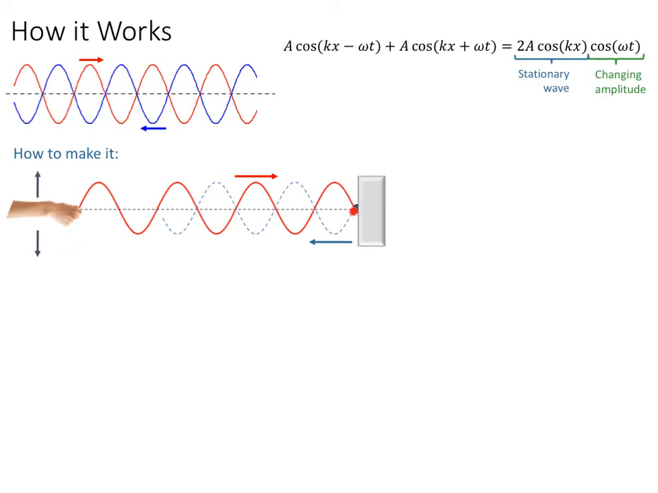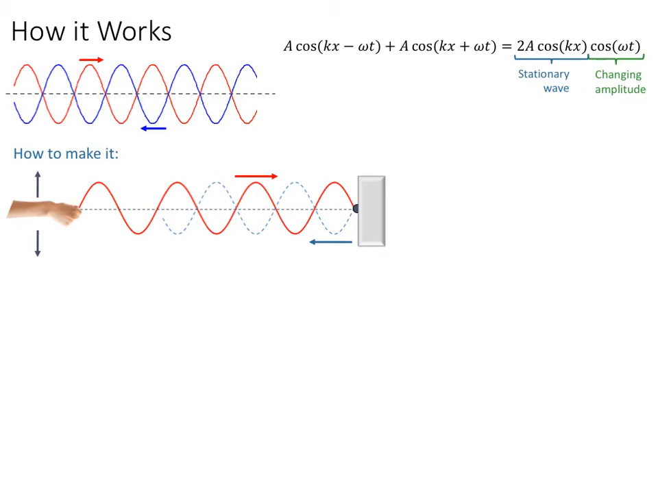Tie it at one end, so you have a fixed end. Here you're going to shake your hand up and down so that you send a continuous wave down the string to the end, and then it's going to reflect. And so now I have an incident wave and a reflecting wave that are going to interfere. And so what I have then is this stable, stationary pattern.